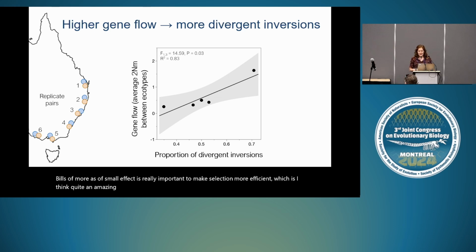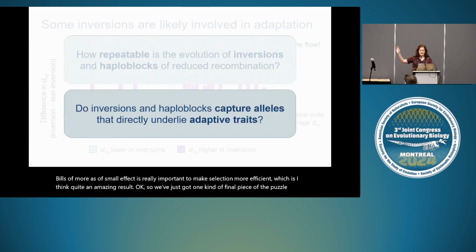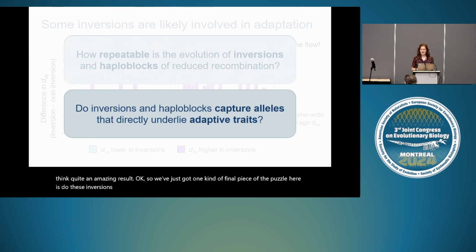Okay, so we've just got one final piece of the puzzle here: do these inversions directly underlie adaptive traits? So what we've seen so far are associations between traits and these inversions, but we can make a direct link by using a genetic resource we've generated in the lab, which is a magic population. So I have a few minutes left and I'll tell you what it is.